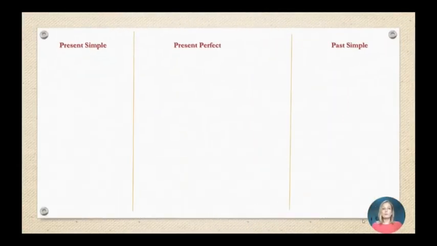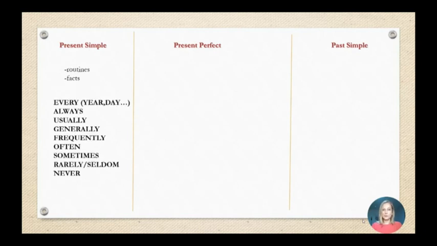Let's revise the use of these three tenses: present simple, present perfect, and past simple. So we use present simple when we talk about routines and facts. And these are the words that we should use with present simple, like every year, every day, and so on. Always, usually, generally, frequently, often, sometimes, rarely, or seldom, and never. And all the words that say that something is a repeated action in the present, that it is a routine or a fact. Okay. What about present perfect?